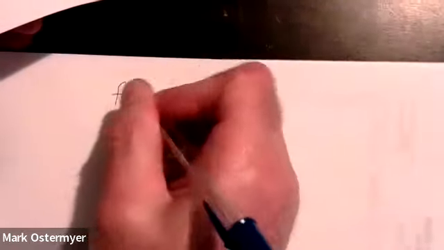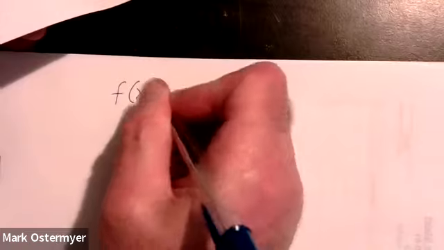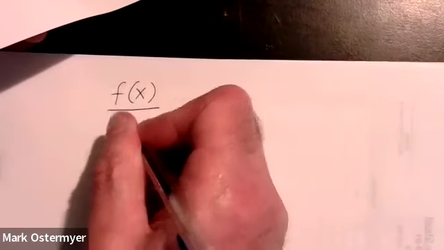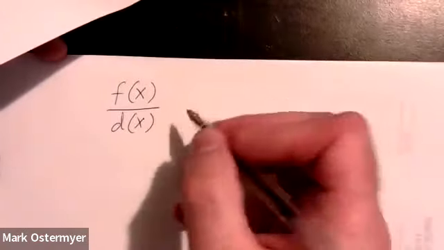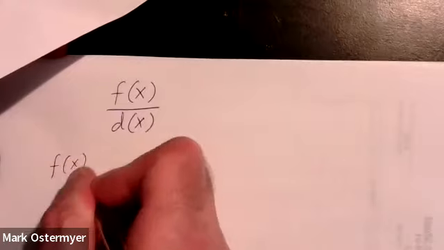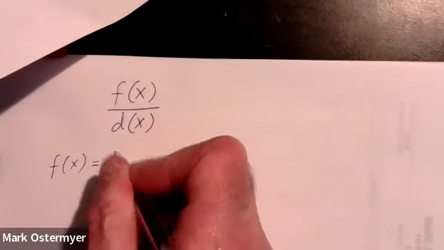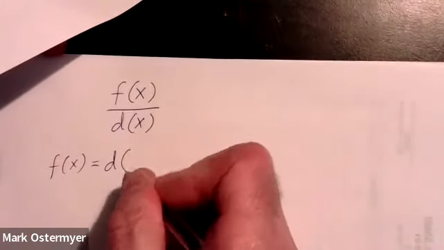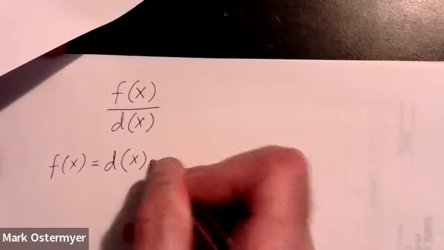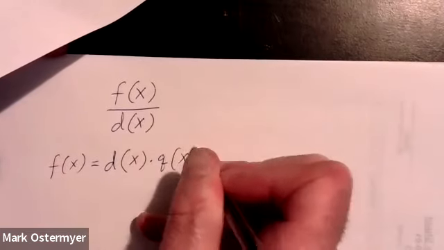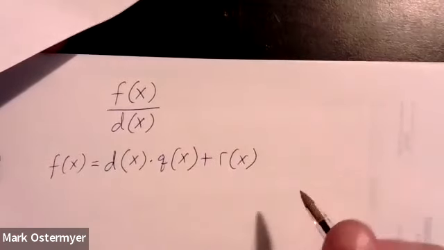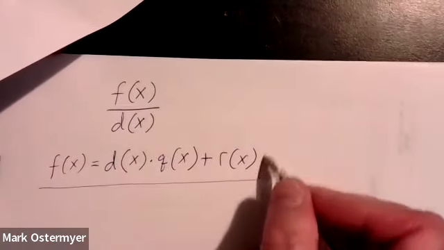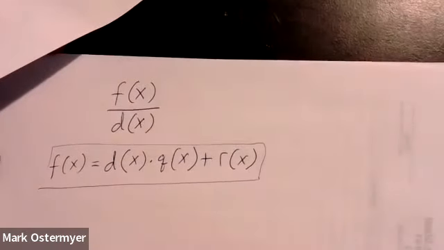It says basically if you take a polynomial function f of x and divide it by some polynomial d of x, then when you get done doing this division, your polynomial function f of x can be represented this way. It can be represented as your divisor polynomial, d of x, times a quotient polynomial, q of x, plus a remainder polynomial, r of x. That's another way to represent this.